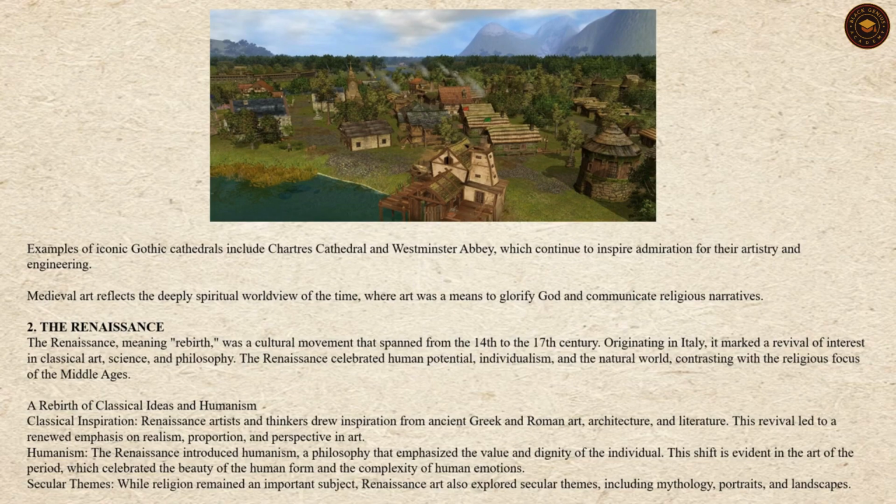A rebirth of classical ideas and humanism. Classical inspiration. Renaissance artists and thinkers drew inspiration from ancient Greek and Roman art, architecture, and literature. This revival led to a renewed emphasis on realism, proportion, and perspective in art.